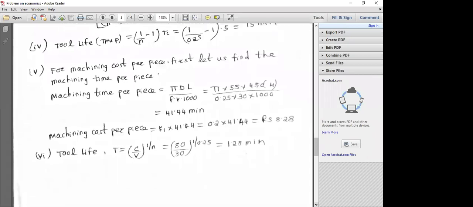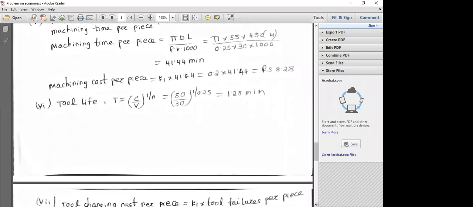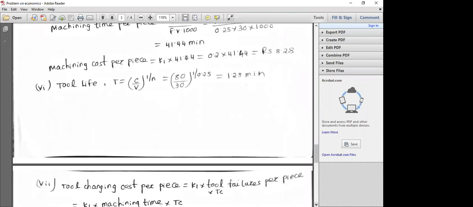So what is the seventh parameter asked? You just try to see what is the seventh parameter he has asked. He has asked the particular tool changing cost per piece. So what is tool changing cost per piece?